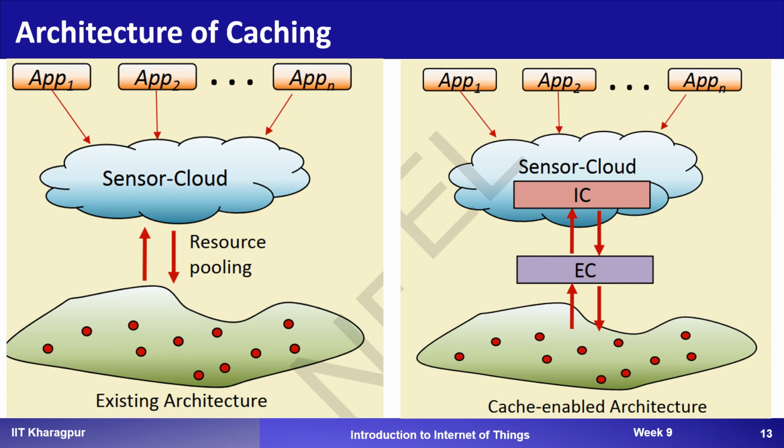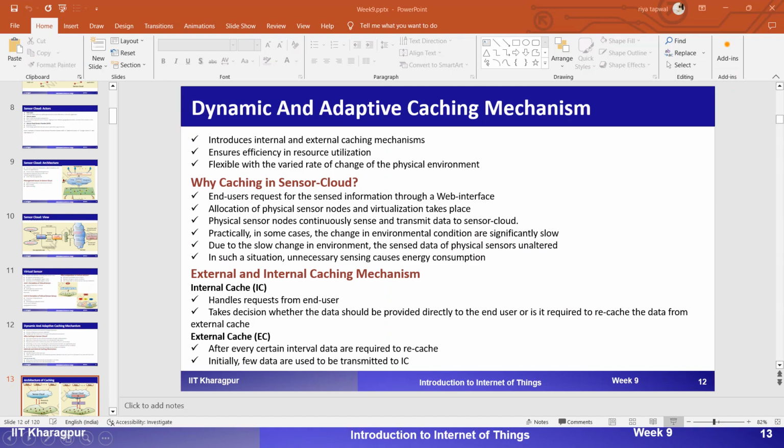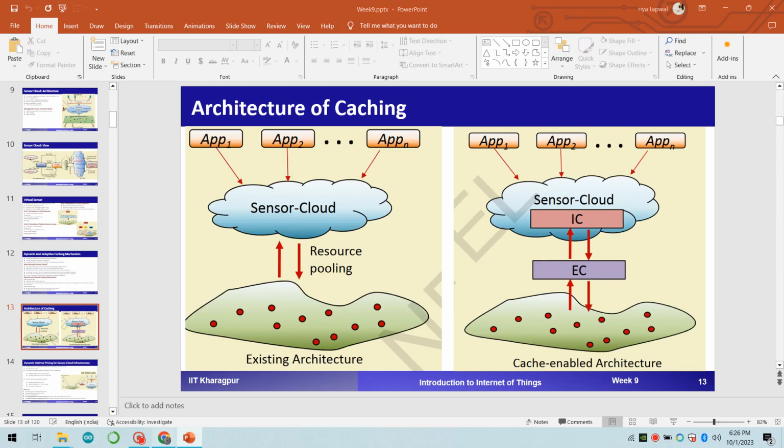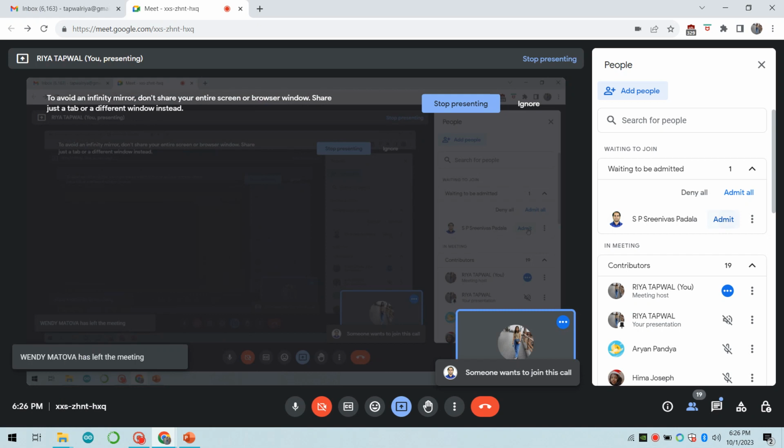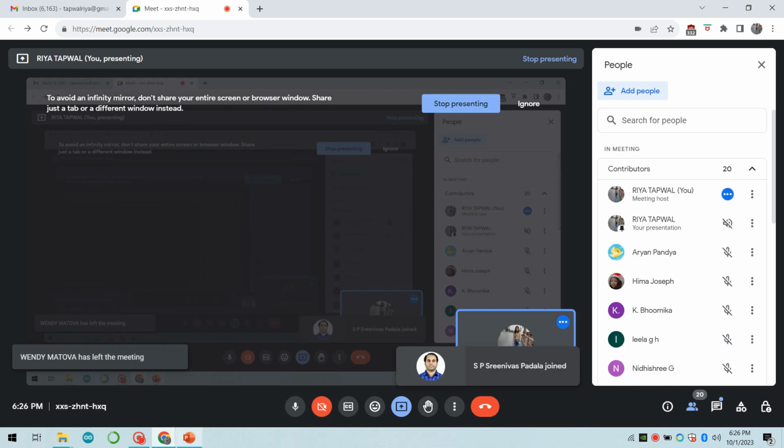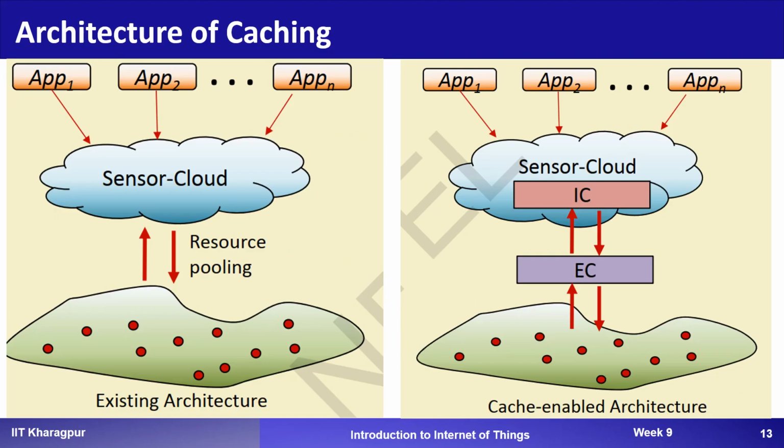So this figure is showing the difference between the existing architecture, that is without caching, and with caching. So first one is without caching. In case of without caching, every time your end user wants data, that is your application wants data, your sensor cloud is going to take the data from the physical sensor and further send it to the end user.